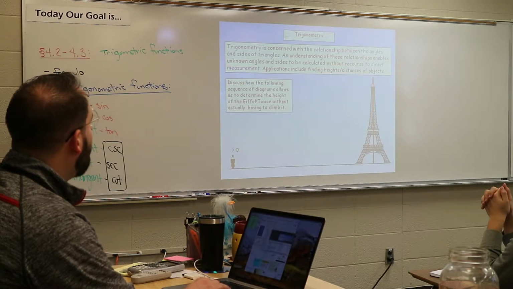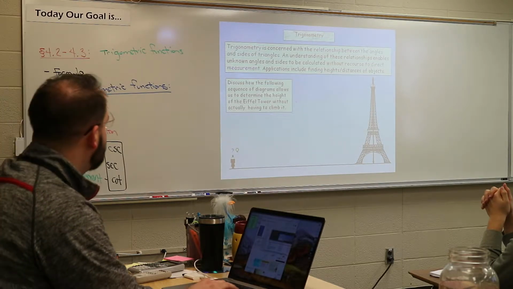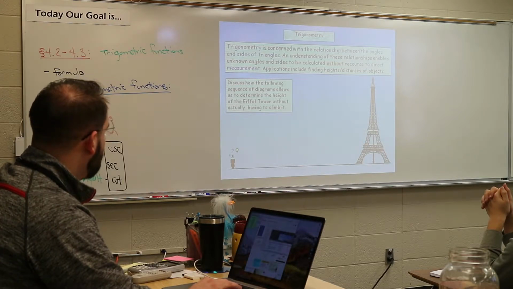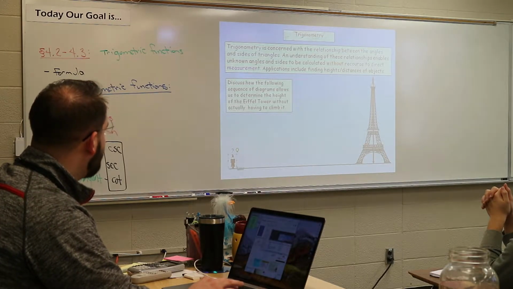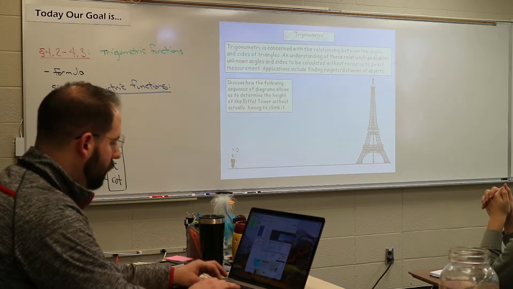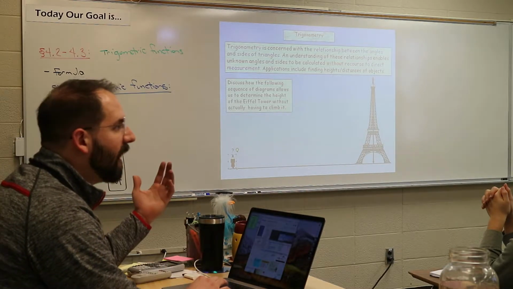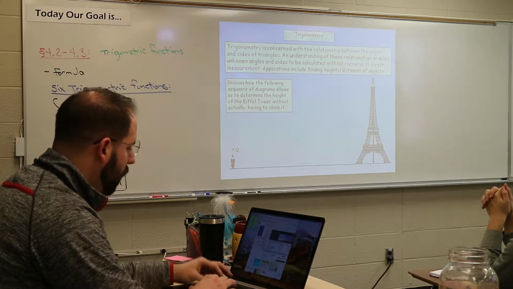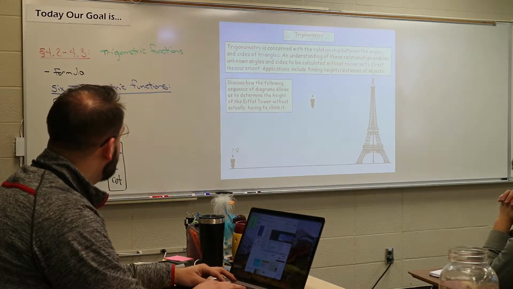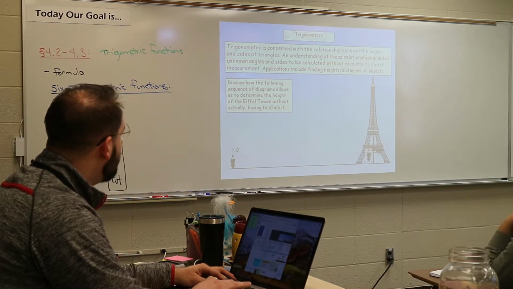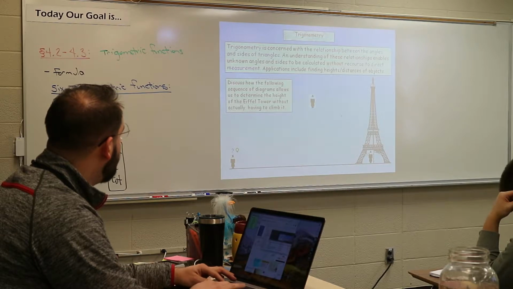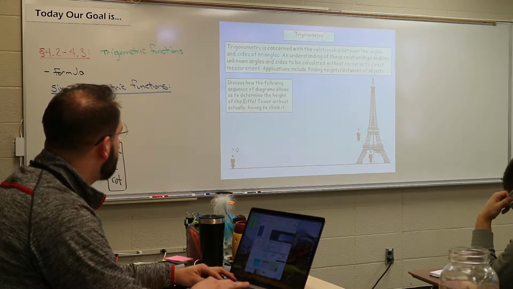Okay, so if you're reading the little paragraph here, it talks about using a sequence of events on this diagram to help me find the height of the Eiffel Tower without climbing. What I mean by climbing is, let's call this Bob down here. Bob could guesstimate the height of the Eiffel Tower if he were to climb it. So if Bob knew his height, maybe he's 5'10" or 6 foot, somewhere in that range, Bob could calculate his height, and we could put the height of the Eiffel Tower in terms of Bob's.